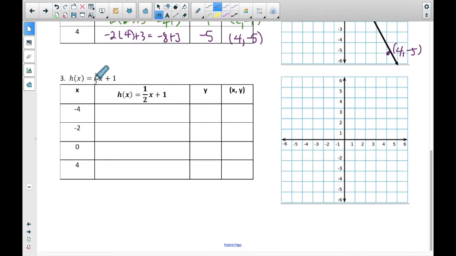Okay, number 3, we're throwing in a fraction, kind of throwing us off here. But here's the story with fractions. If this is counting by 1/2, then let's count our x column by 2's. That way we don't have to deal with fractions really.